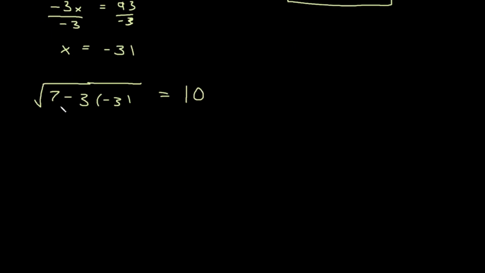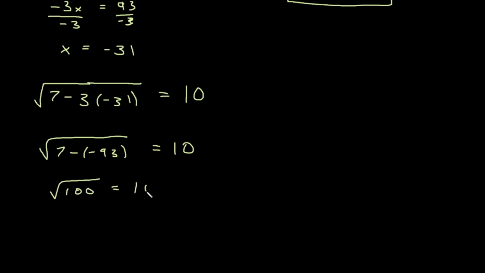So let's go through. 3 times negative 31 is negative 93. So we have root 7 minus negative 93 is equal to 10. Now, since we're subtracting a negative, it's basically just adding. So it's basically 7 plus 93. So that's root 100 is equal to 10. Since we're taking the principal square root, that checks out.